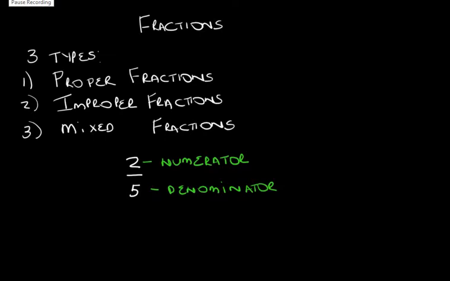Today we are going to be discussing fractions. Now there are three types of fractions. The first type is a proper fraction where the numerator is smaller than the denominator. An improper fraction is where we have a numerator bigger than the denominator, and a mixed fraction is where we have a whole number and a fraction.